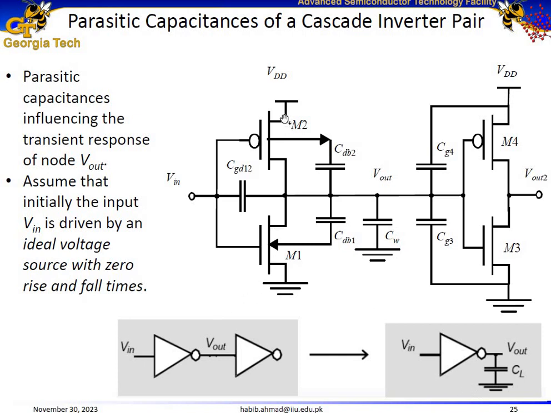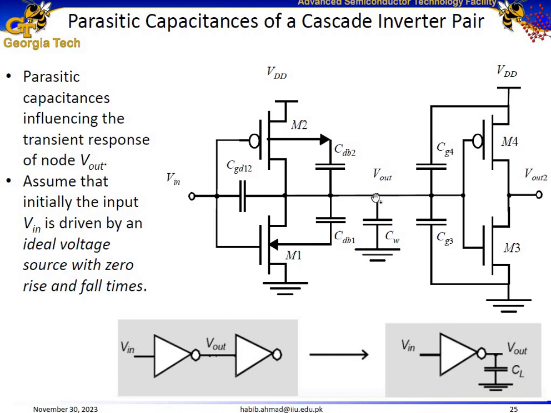Here is our circuit diagram of the two inverters in cascade. Here is inverter 1 corresponding to this, and here is inverter 2 corresponding to this. They are in cascade. Each inverter has an NMOS and a PMOS. This inverter also has an NMOS and a PMOS. We call this NMOS transistor 1. We call this PMOS transistor 2. We call this NMOS transistor 3, and we call this PMOS transistor 4.